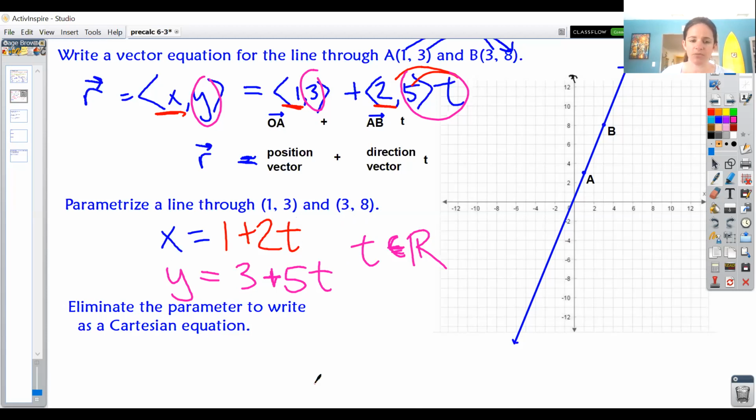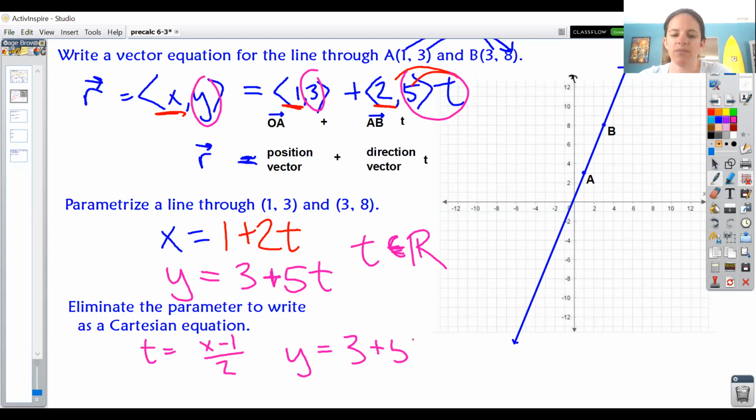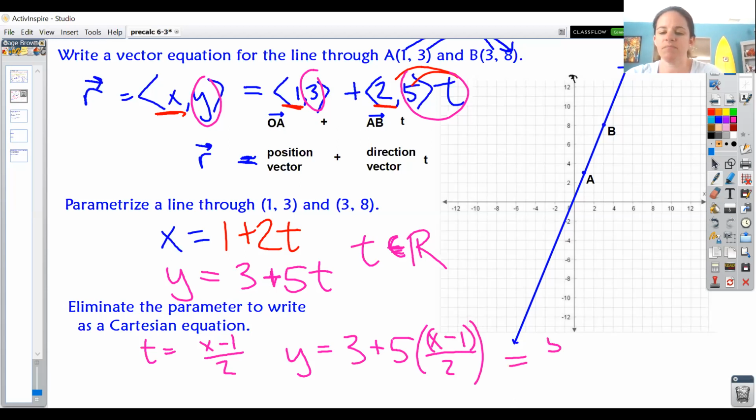I also could eliminate the parameter to write this as a Cartesian equation. So if I did that, I could say that t equals (x minus 1) all divided by 2. And so y would equal 3 plus 5 times the quantity (x minus 1) divided by 2. And then I could simplify that and get that y equals 5 halves x, minus 5 halves, and then plus 3, which is 6 halves, so plus 1 half.